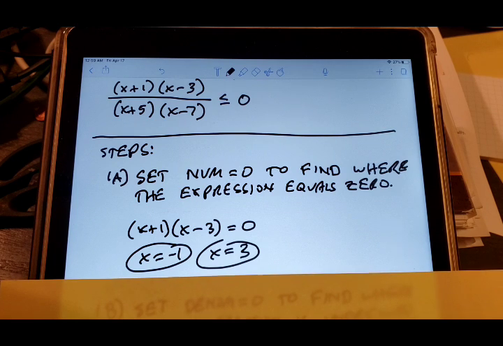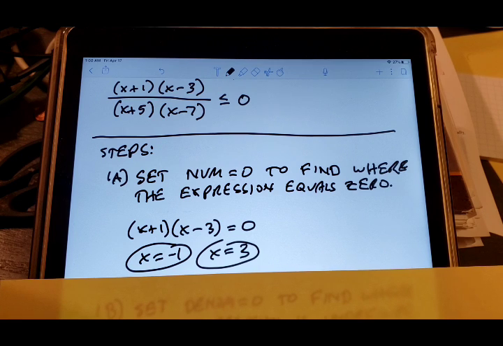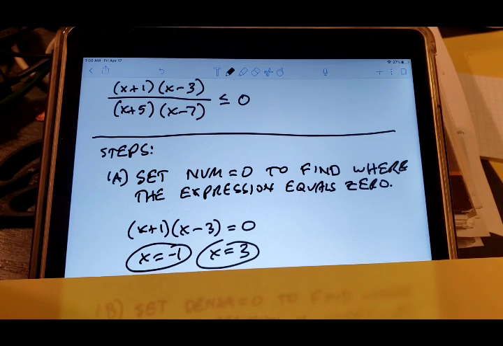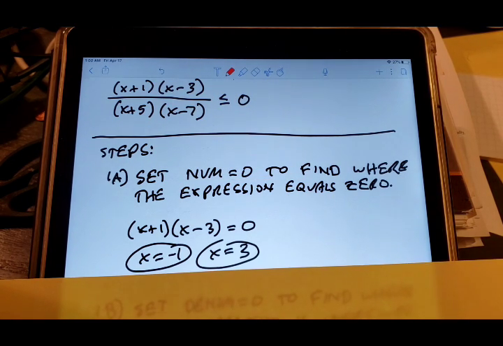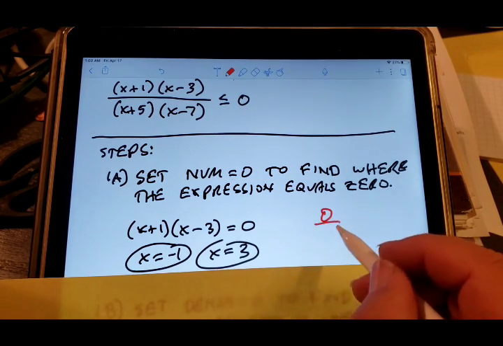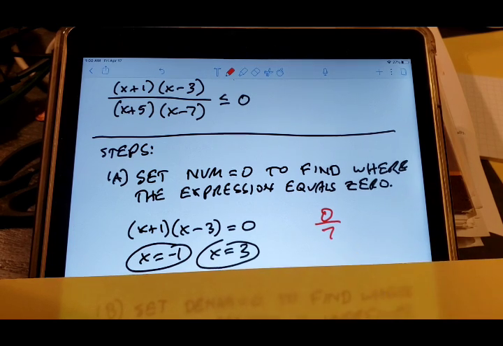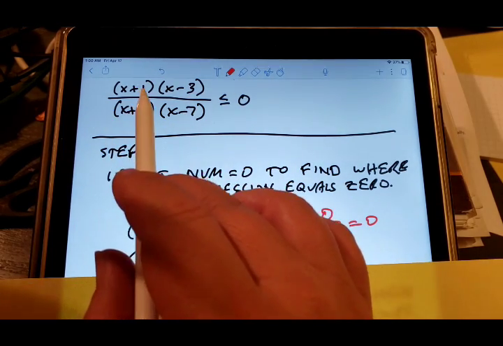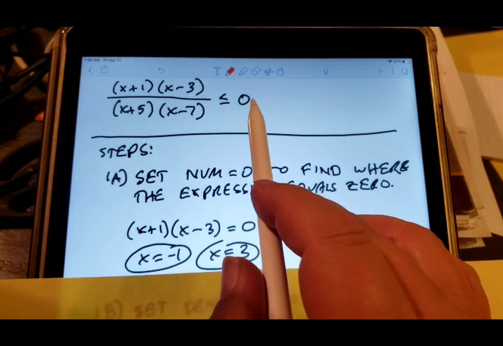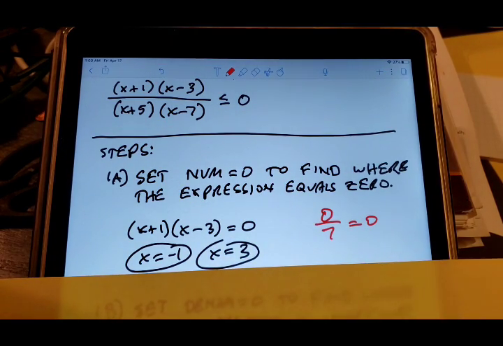So step 1A, I call it, set the numerator equal to 0 to find where the expression equals 0. And this is just something that you know almost intuitively at this point. If you have a fraction where the numerator is equal to 0, it doesn't really matter what I put in the denominator, that fraction is going to be equal to 0. So basically what I'm saying is, if you set the numerator equal to 0, you're setting this entire fraction equal to 0. And because there's a zero side to this problem, well, 0 is going to be important.